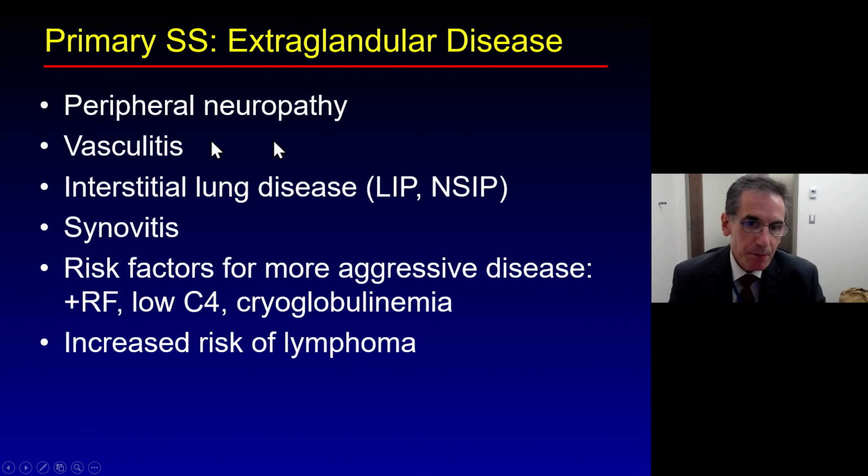These patients can get a peripheral neuropathy. They can get a vasculitis. They can get interstitial lung disease, which can be severe. They can get joint involvement, and they can have an increased risk for lymphoma. Risk factors for more aggressive Sjogren's syndrome include the presence of a concomitant positive rheumatoid factor, low complement, and the presence of cryoglobulinemia.